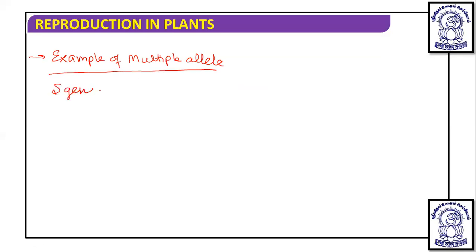Now if we want to discuss this with an example, self-incompatibility is an example of multiple alleles. How? A specific gene is found, known as the S gene, and the S gene has an array of alleles like S1, S2, S3, S4 and so on.